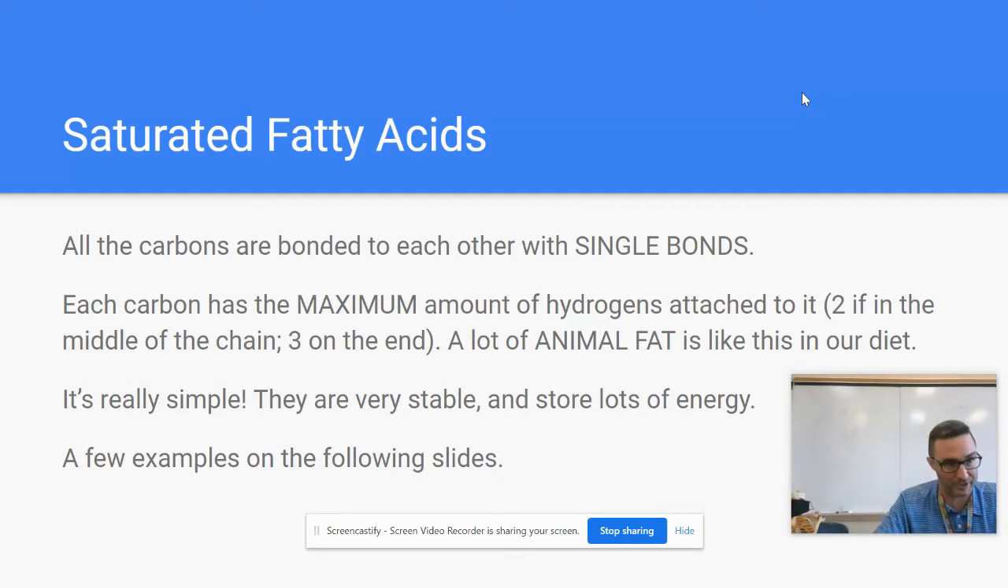A lot of animal fats are like this. All the good things in life that you can think of, like butter, or if you're a barbecue person like me and you like brisket and bacon and sausage, all of those fats that tend to be not solids, but a little bit more solidified at room temperature, that's the kind of stuff you're going to be thinking about. They're very stable. They store a lot of energy. A high-fat diet kind of makes sense. So I'm going to give you two examples of a saturated fatty acid on a couple slides here.